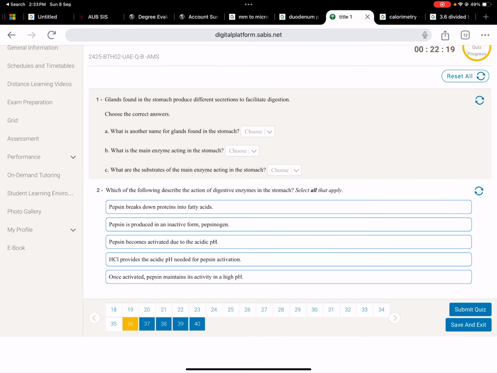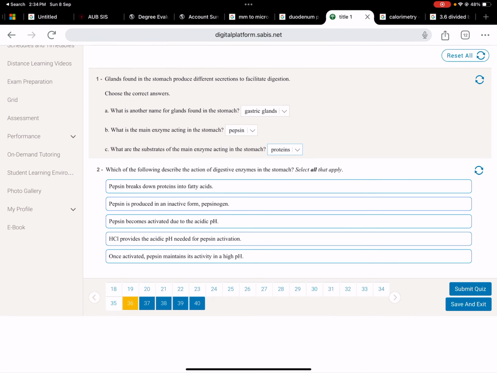So glands found in the stomach produce different secretions to facilitate digestion. Choose the correct answers. What is another name for the glands? Remember, we said gastric is the same as stomach, so we're going to call them gastric glands. Remember, salivary glands are found in the mouth, and pit glands are found in the small intestine. What is the main enzyme? We said it's pepsin. What are the substrates of the main enzyme? We said they're proteins.